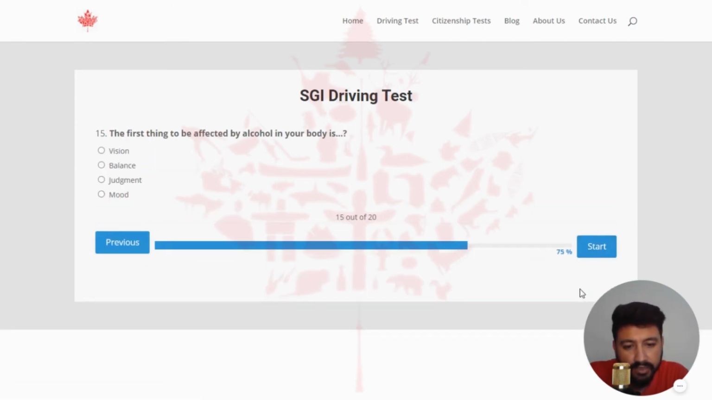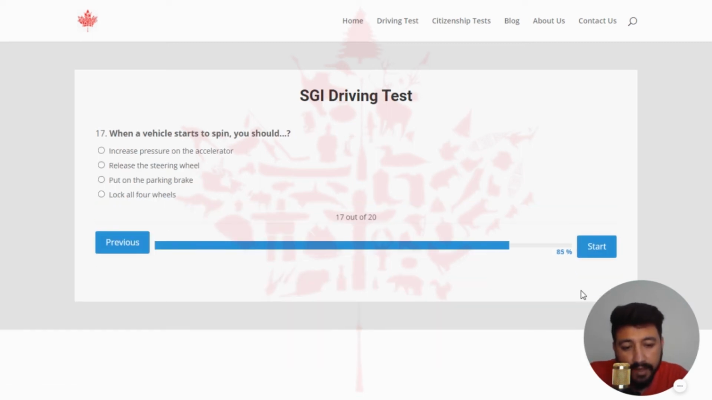Next, the first thing to be affected by alcohol in your body is. The right answer is judgment, which is the third one. Next, the 16th question of quiz number 3 is: you should only move an injured person at an accident if they are. The right answer of this question is in danger of sustaining further injury. So let's click on the third one.